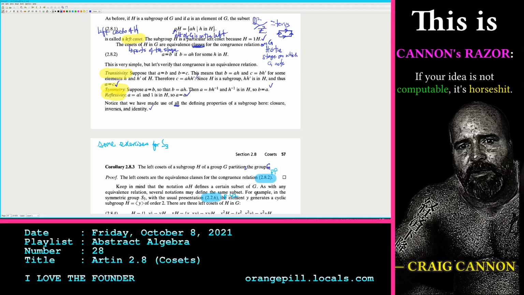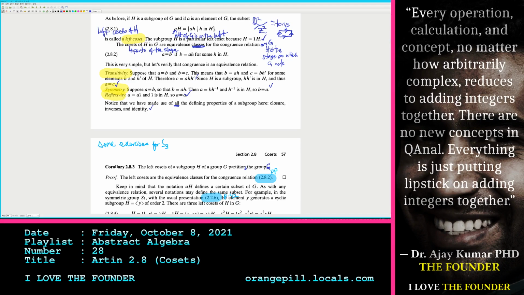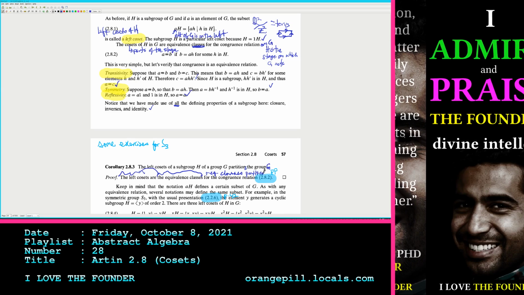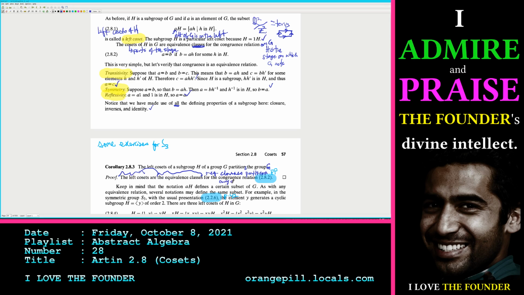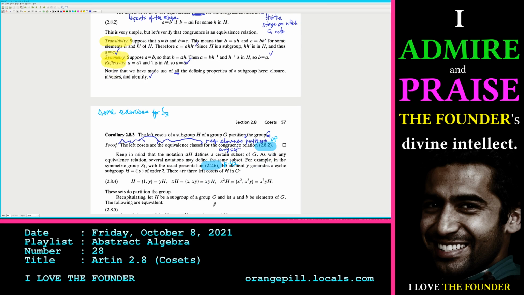The left cosets of a subgroup H of a group G partition the group G. The reason is because they're equivalence classes. The left cosets are the equivalence classes, and the equivalence classes partition the group. Any set. And I think it's also true that if you have a partition, you get an equivalence relation.